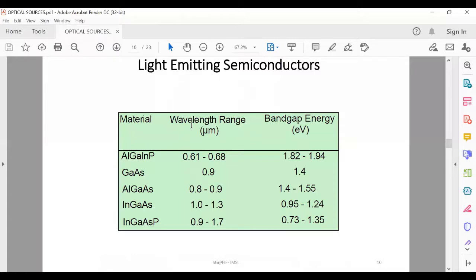So here, for light emitting semiconductors, a few materials are mentioned in this table, where the wavelength range and the bandgap energy are given. So these are materials like aluminum, gallium, indium phosphide, or gallium arsenide, or aluminum gallium arsenide. So this type of material can be used to make this type of LED, and the bandgap energy for each material looks like this.